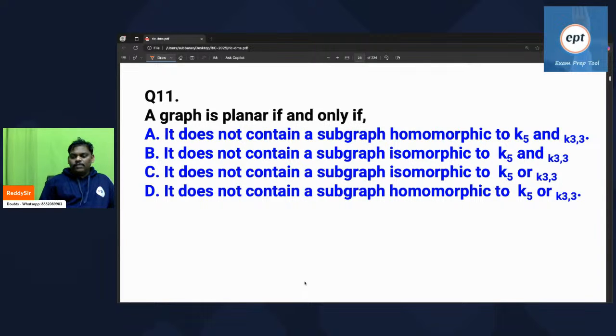Let's see how many people will give answer for this. Everyone try. Everyone try.